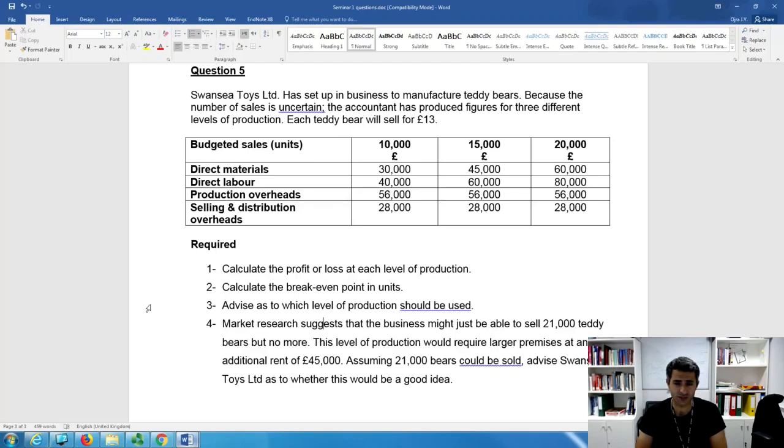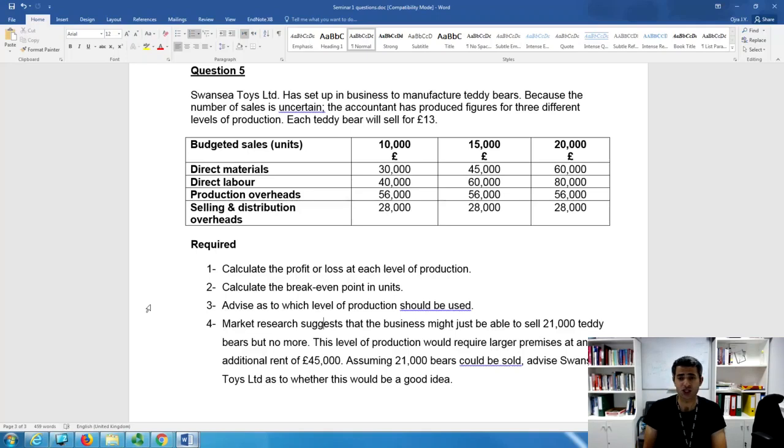So, assuming that 21,000 teddy bears could be sold, let's say that is our target. Is it worth it or not? What do you think, guys? In this case, we need to calculate the new break-even point in units. Why? That will confirm if the break-even point will be less than 21,000 teddy bears. If so, it's a good idea. If it is above 21,000 teddy bears, it's not a good idea.